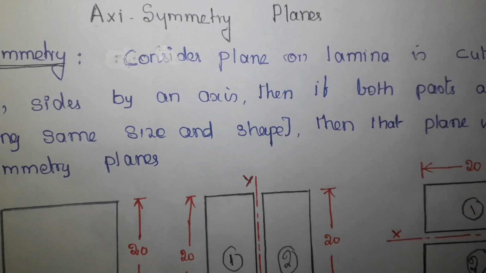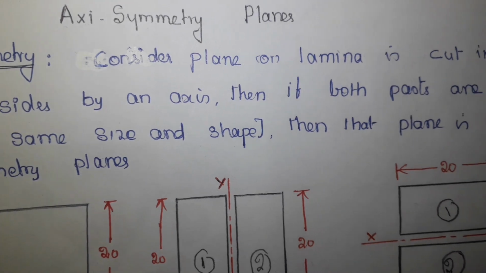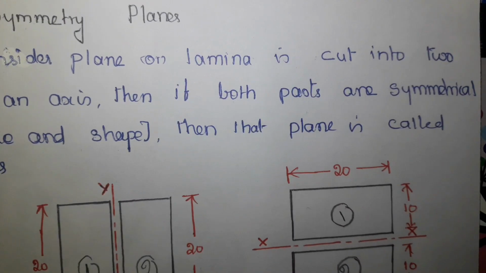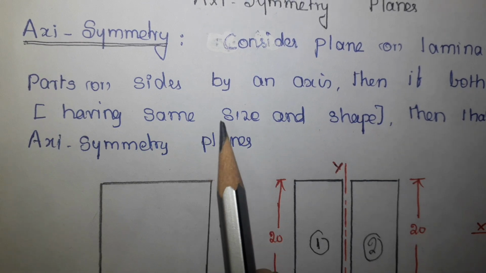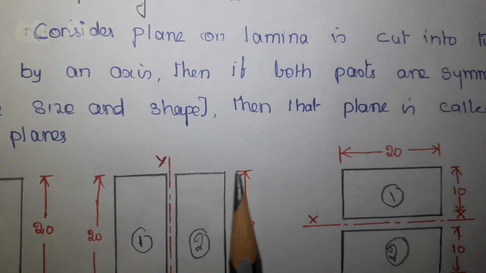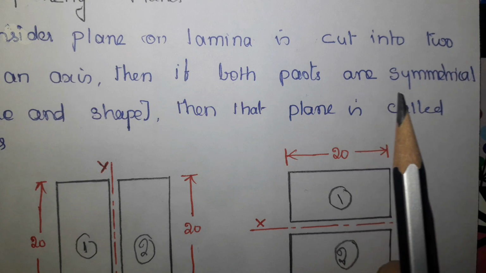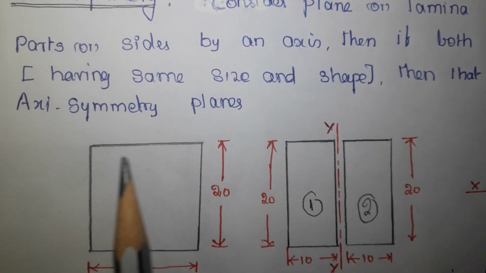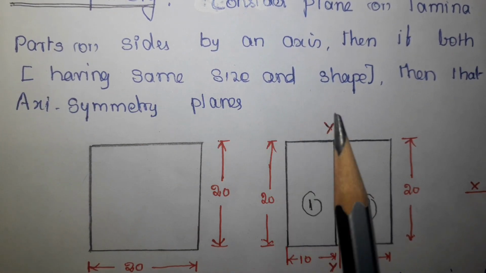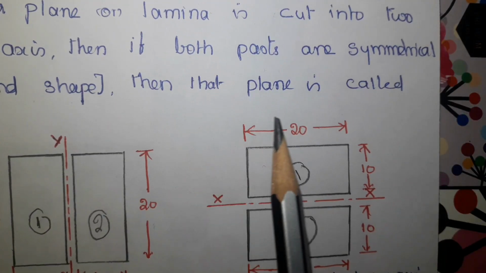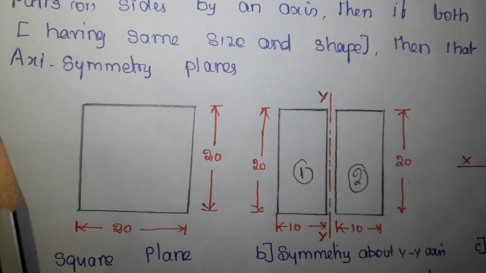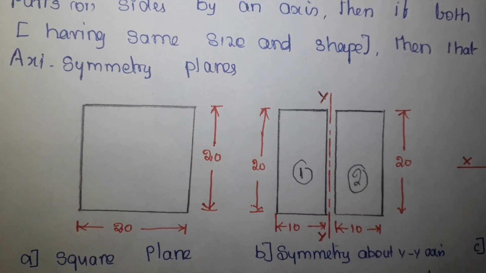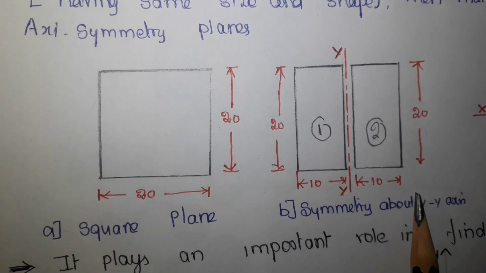Axisymmetric plane. Consider a plane or a lamina which is being cut into two parts using an axis. Then, if both parts are symmetrical, that means having the same size and shape, then that plane or that lamina, that object is called an axisymmetric object, an axisymmetric plane. Now let us see in detail.